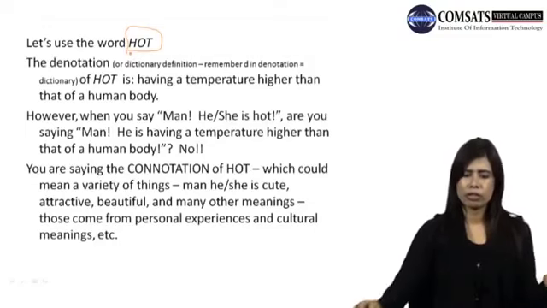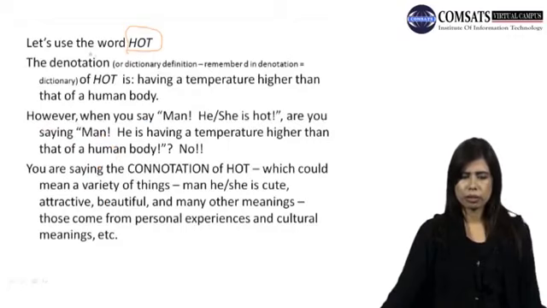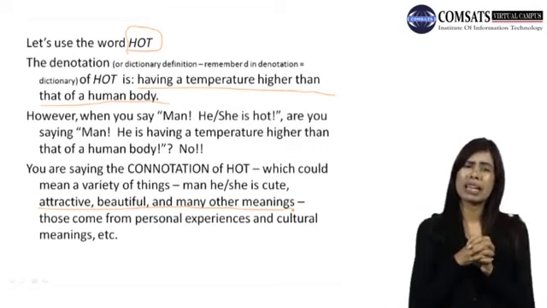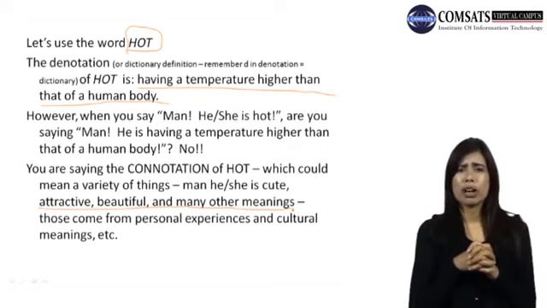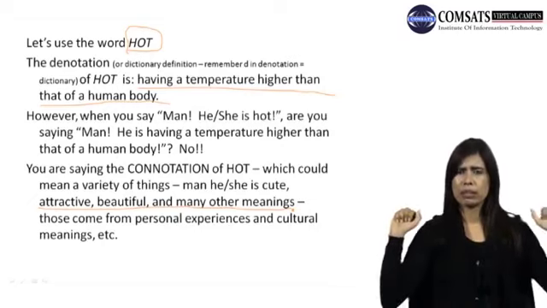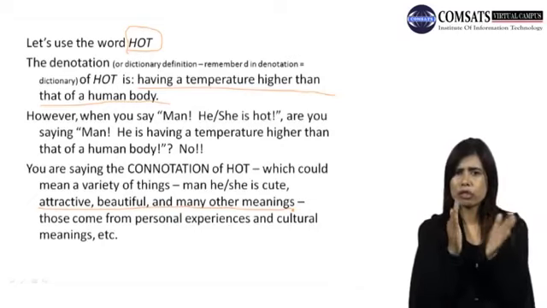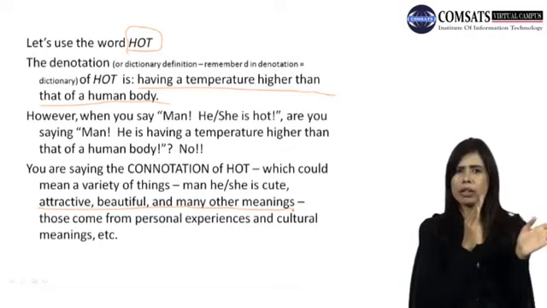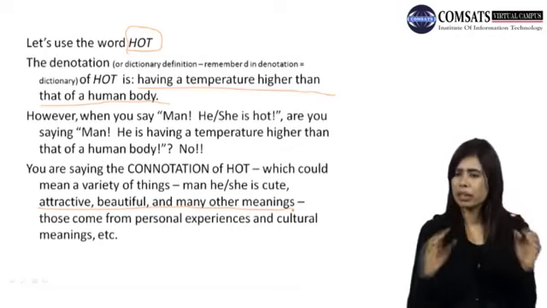So here you will find out the difference. One meaning of hot is having a temperature higher than that of a human body. And here you can see the person who is attractive, beautiful, and many other meanings which are attached. These are connotational meanings, and they are very broad. But dictionary or literal meanings, the denotational meanings, are very limited.